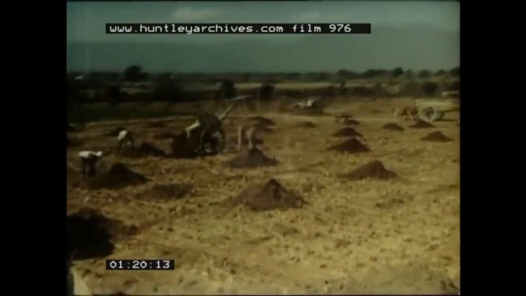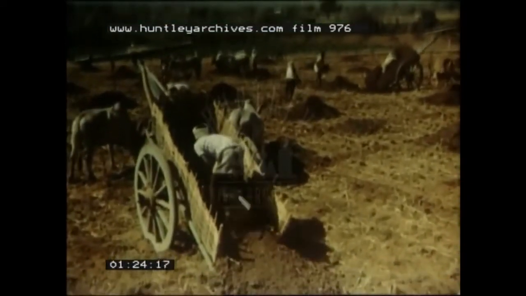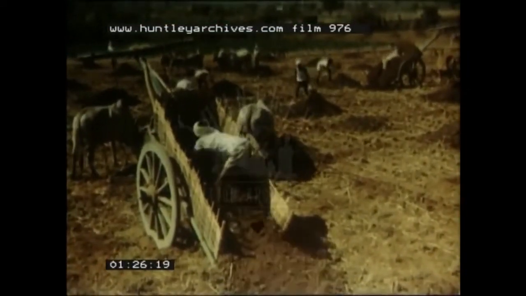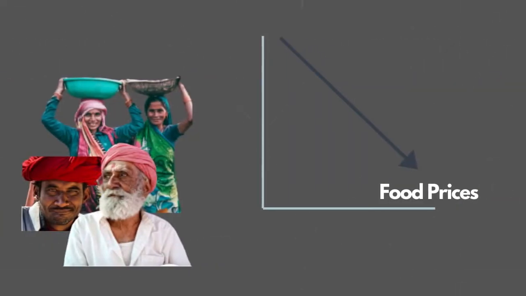India attained a situation of self-sufficiency in food crops and was no longer at the mercy of any nation for meeting its food requirements. According to the renowned economist C.H. Hanumanta Rao, a good proportion of the rice and wheat that was produced was available as marketable surplus and was sold in the market by farmers. As a result of this, the prices of food grains reduced, which hugely benefited the lower class who was spending a huge percentage of their income on food consumption.